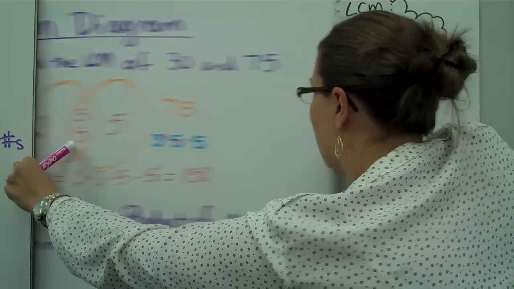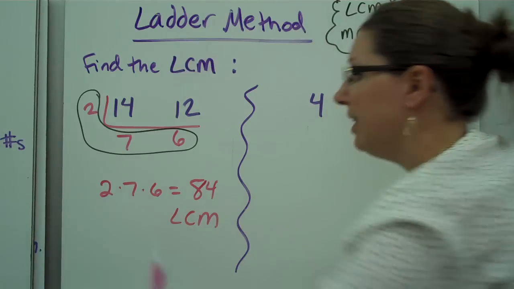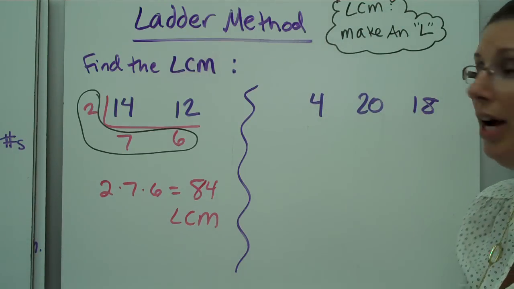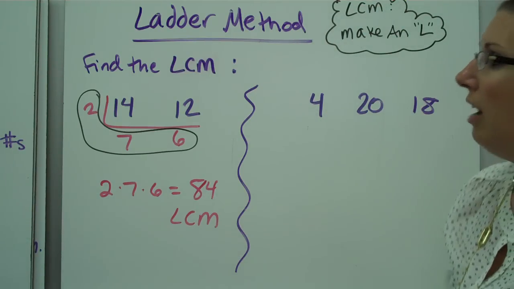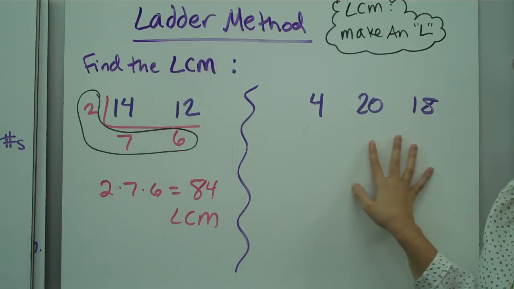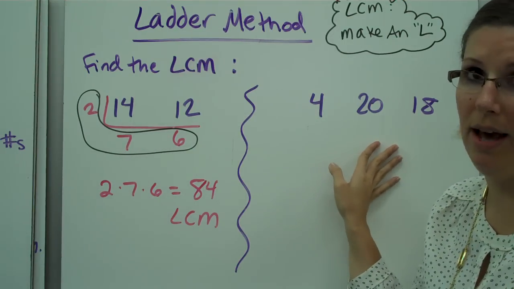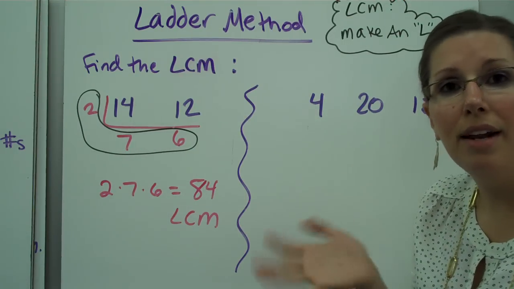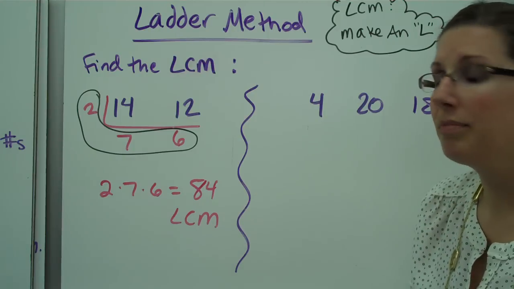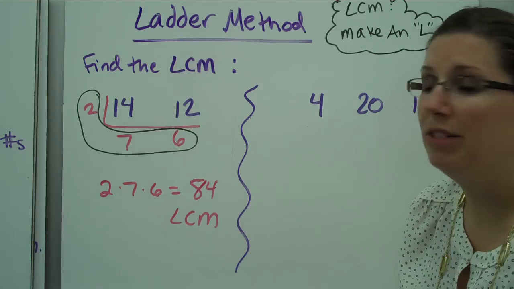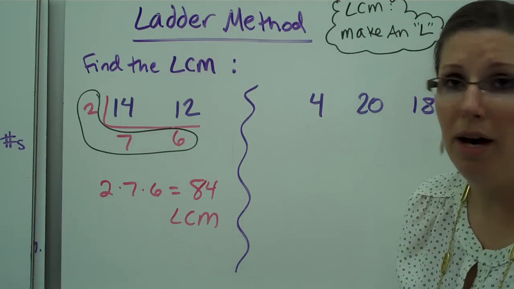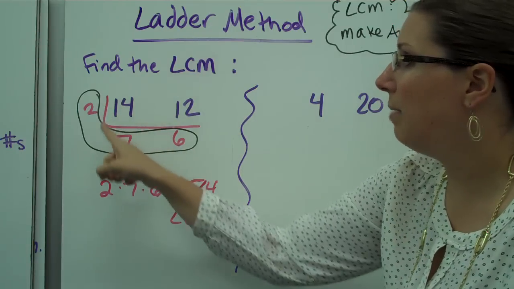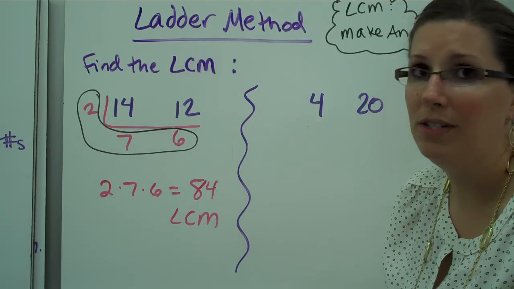Let's try one more method. It's called the ladder method. This is my favorite. So when we have the ladder method, you can have 2 or 3 numbers when you have to find the LCM. The ladder method is kind of like upside down division. I'm going to have the 2 numbers that I have to find the LCM of on the inside, and then I make my upside down division bar.